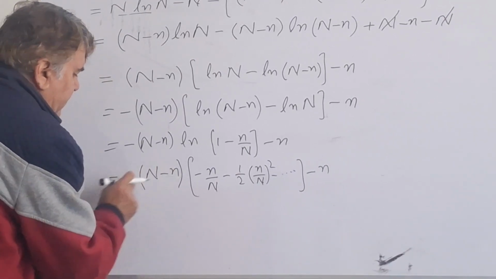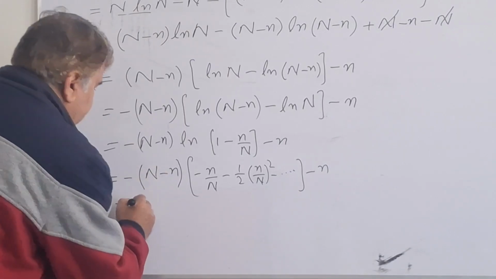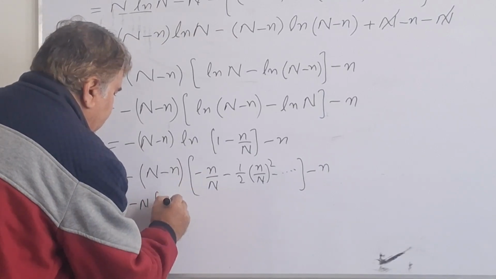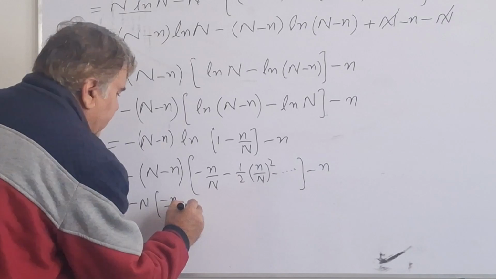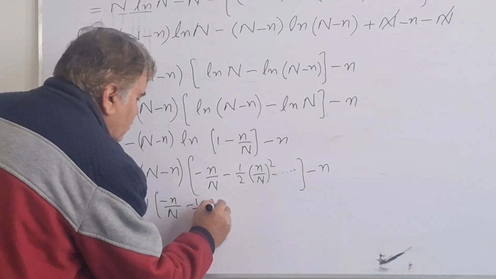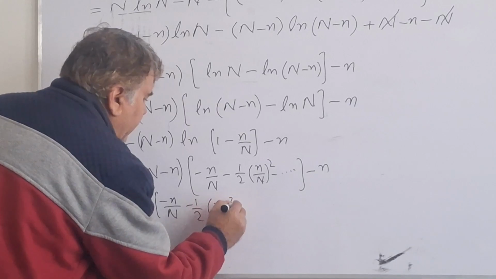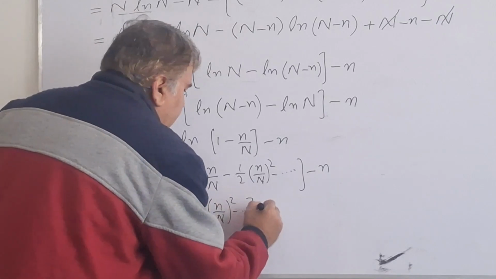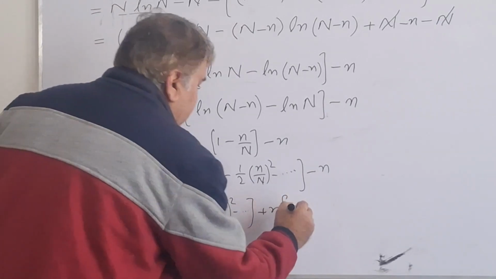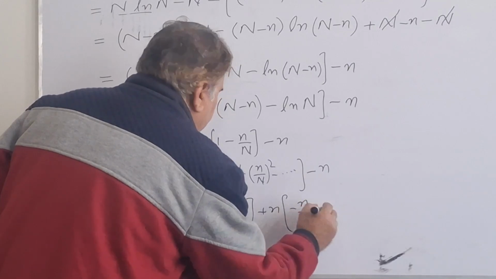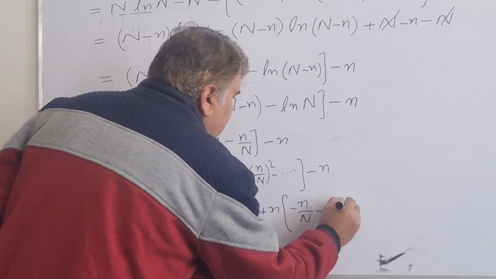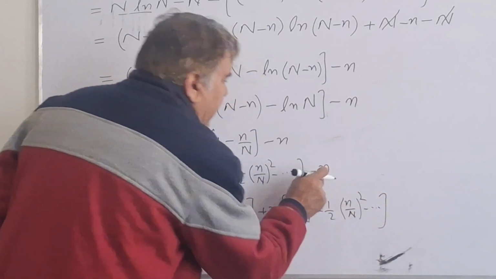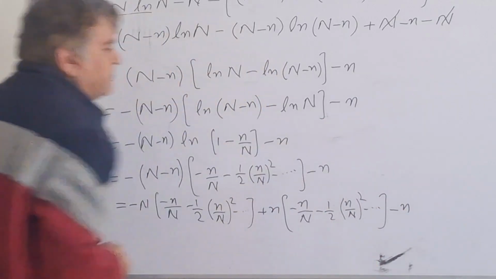I first write this term, so minus with minus will make it as minus n multiplied with this whole thing: minus n divided by capital N, minus half into n divided by capital N squared, minus so on, and then minus into minus plus, and this is small n, and again minus n divided by capital N, minus half into n divided by capital N whole squared, minus so on, and I'm writing that minus n at this position.